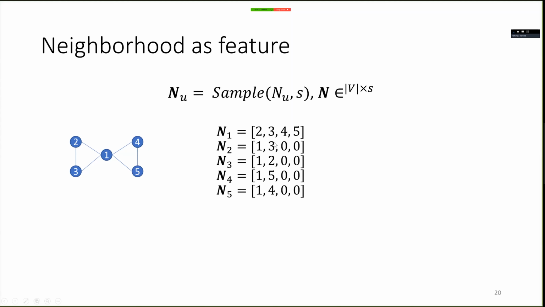So this is the neighbor feature vector for node 1. For node 2, because it has only 2 neighbors, 1 and 3, you put them in the vector, and then you complete the rest of the vector with zeros. And you do that for all the nodes that you have in your graph.